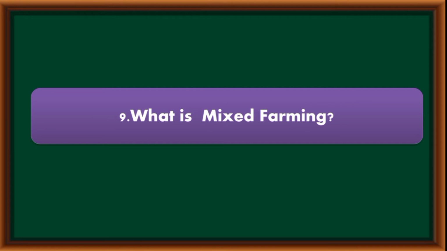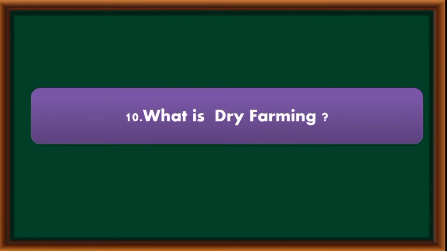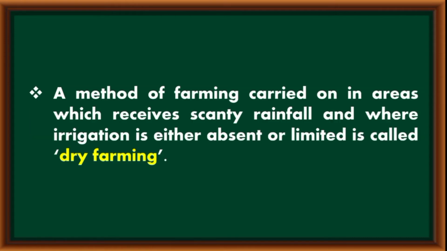Question number 9. What is mixed farming? Answer is agriculture involving the cultivation of crops and livestock rearing is called mixed farming. Question number 10. What is dry farming? Answer is a method of farming carried on in areas which receive scanty rainfall and where irrigation is either absent or limited is called dry farming.